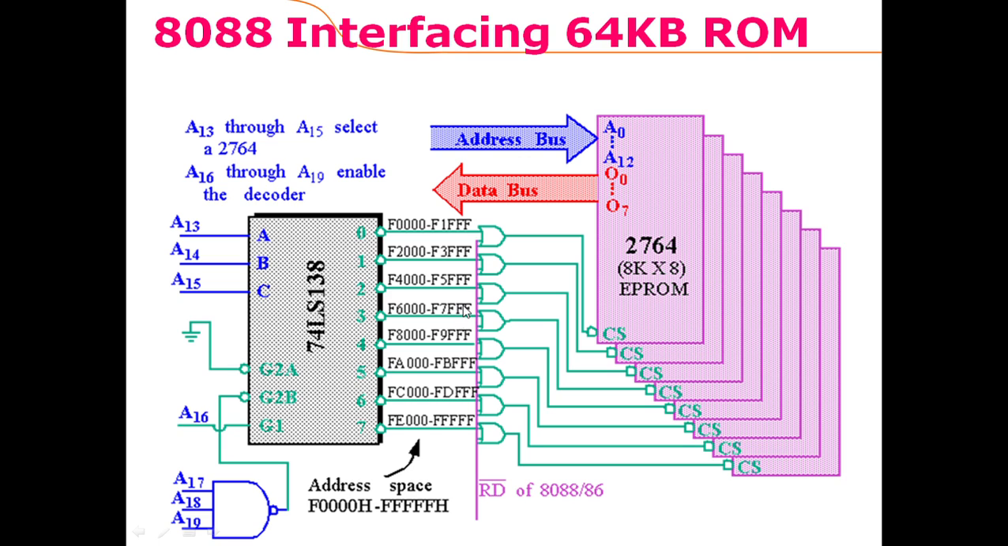So the 13-bit address coming here would identify a location in each of these 8 chips, and these 3 lines would make one of these outputs 0. Each output is connected through an OR gate, which takes another input from the read signal, and is connected to the chip select input pin of each chip.